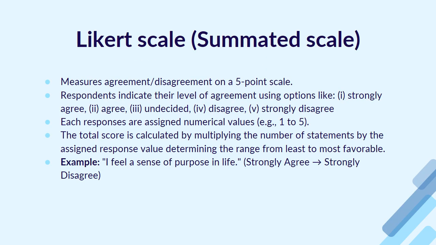So, Likert scale, also known as summated scale, is one of the most widely used techniques to measure attitude. Respondents indicate their level of agreement on a 5-point scale using options like strongly agree, undecided, disagree, or strongly disagree. Each response is given a score, typically from 1 to 5, where 1 indicates the least favorable attitude and 5 indicates the most favorable. The total score is calculated by multiplying the number of statements by the assigned response value, determining the range from least to most favorable.